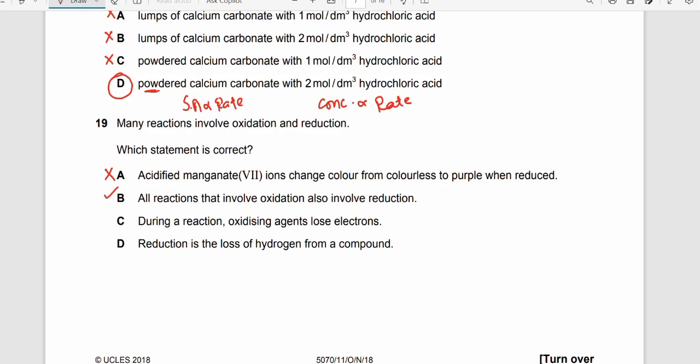During a reaction, oxidizing agents lose electrons. No, if they lose electrons, they themselves are oxidized, and when they themselves are oxidized, how can they oxidize others? They have to gain electrons to reduce themselves, and in this way the others will be oxidized. So that's why it is incorrect. Reduction is the loss of hydrogen. No, reduction is the gain of hydrogen. So option B is correct.